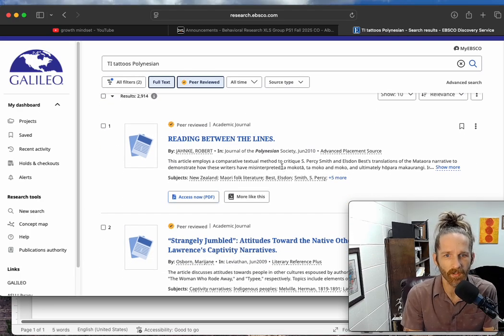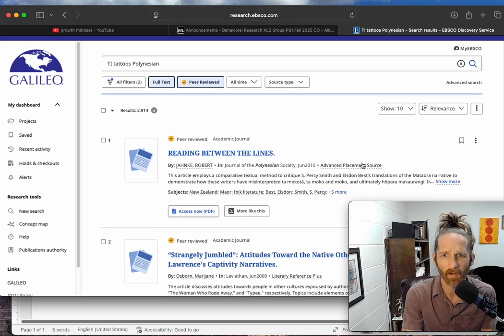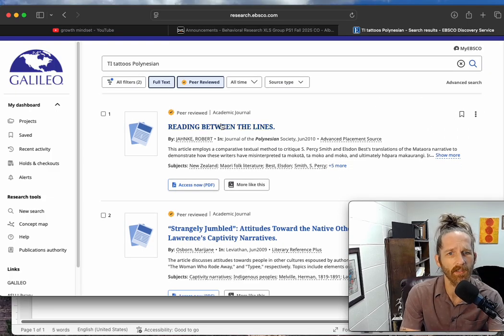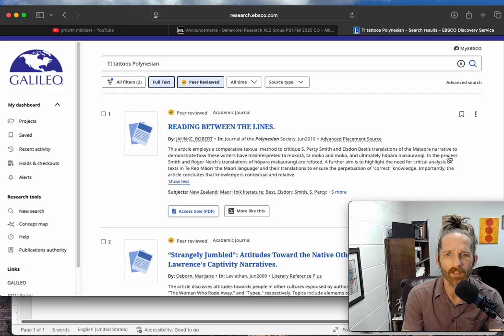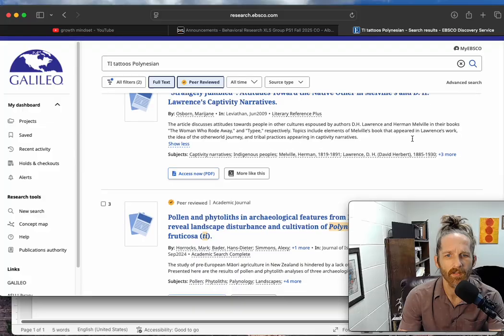All right, so these are ostensibly peer-reviewed sources on the topic of Polynesian tattoo culture. And this is what I do. In Galileo, it gives you the title of the article, where it's published, the Journal of the Polynesian Society, and then the abstract, and that's all available really quickly, so let's go through that. This article employs a comparative textual method to critique Percy Smith translations. Okay, this is getting a pretty detailed critique of an analysis already conducted. Let's skip it. Attitudes towards people in the other cultures espoused by, oh, these are in novels.